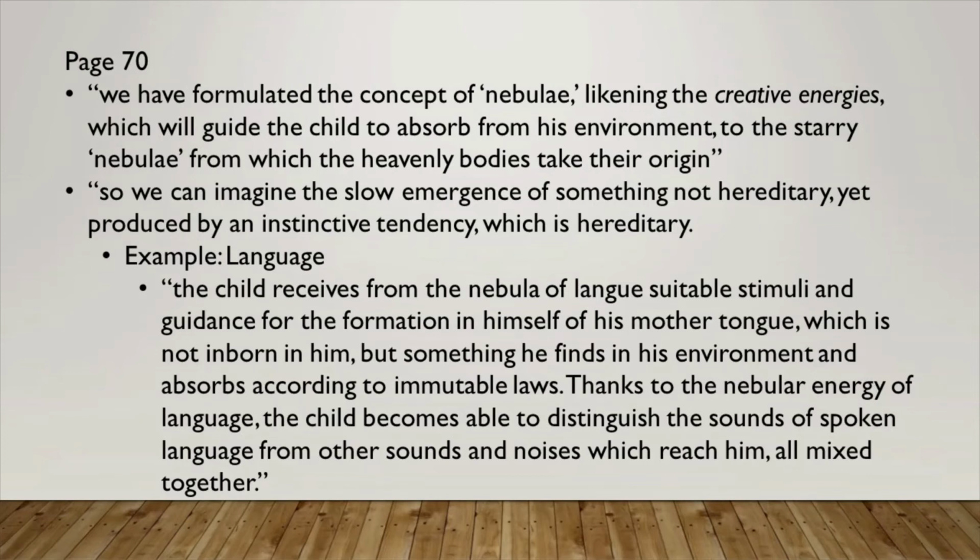And she goes on to give the example of language. And she says, the child receives from the nebulae of language, there's a little typo there, that's supposed to say language, suitable stimuli, and guidance for the formation in himself of his mother tongue. So we have this potentiality for language, right? So we're going to switch out nebula for potential. The potentiality of language. And that is what gives him his mother tongue. And that's not inborn in him, but something he finds in his environment and absorbs according to immutable laws. So we're following a law here. Thanks to the nebular energy, the potentiality of language, the child becomes able to distinguish the sounds of spoken language from other sounds and noises which reach him, all mixed together. Right? So this potentiality.